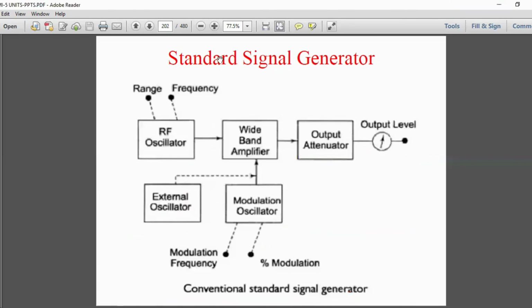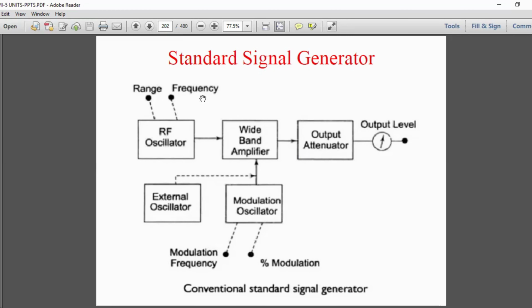And the next one is the standard signal generator, which consists of the RF oscillator, with the wide frequency range going to the wideband amplifier and then to the output attenuator. For modulation frequency and percentage of modulation, you go with a modulation oscillator, and the external oscillator is connected through the modulation oscillator to the wideband amplifier and then towards the output level.